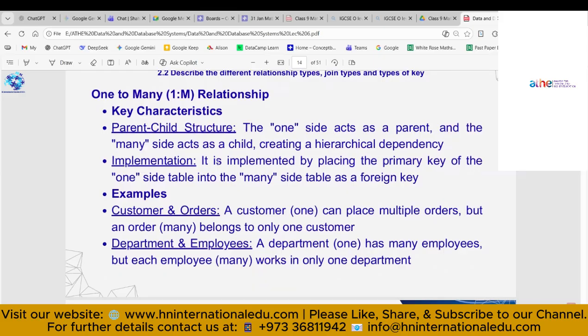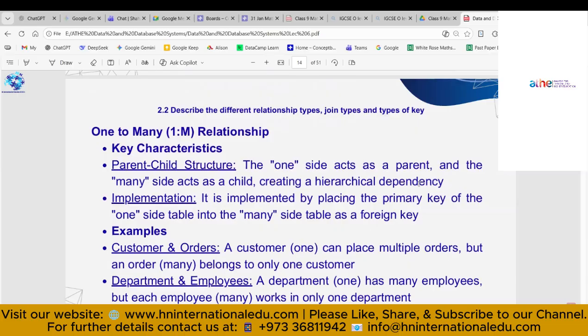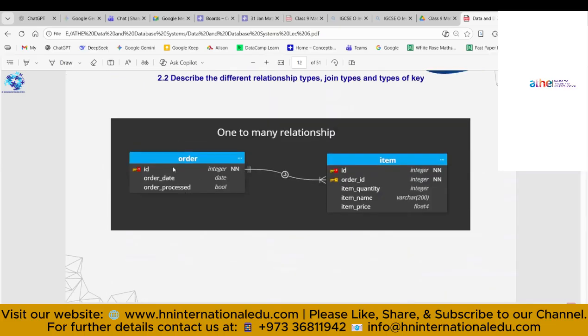Then next is implementation. It is implemented by placing the primary key of the one side table into the many side table as a foreign key. In this case, we have made the primary key of the order table, which is ID, act as a foreign key in the item table as order_ID. This order_ID is acting as a foreign key in the item table.